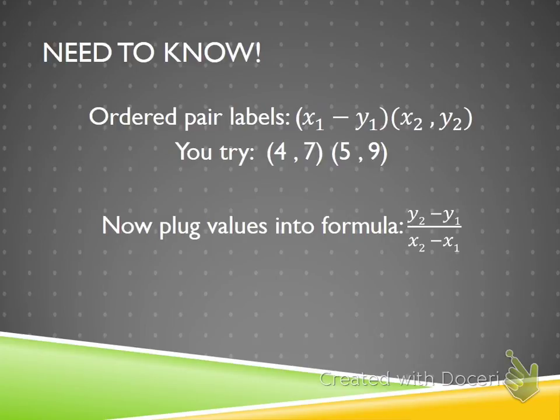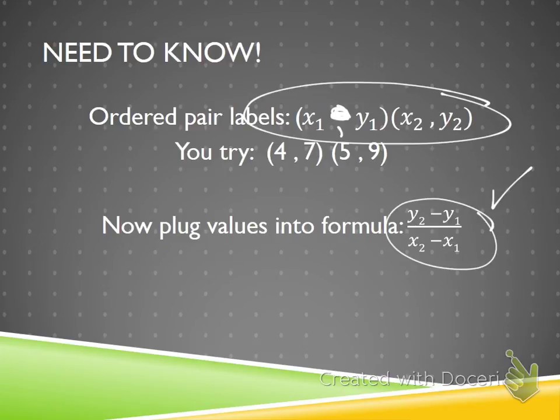I want you to write down this sequence exactly how you see it. Not exactly. Let me change this. This is supposed to be a comma. X1, comma, Y1, and X2, comma, Y2. Write that down. Then write down the ordered pair set below it and write down this formula. This is probably the most important part of the entire lesson, your slope formula. I'll explain more about what this is in a sec.